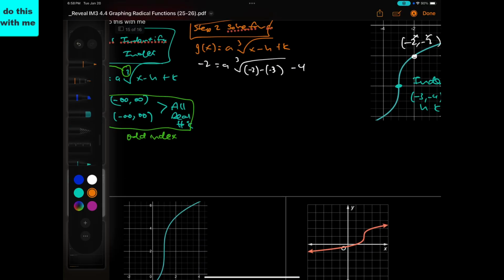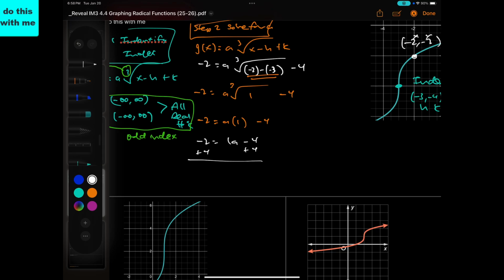Okay, so we left off over here. Let's just solve for A. This will become -2 plus 3, which would just be 1. And the cube root of 1 is just 1. Pay attention here. So then you have 1a minus 4. Just add 4 to both sides. And you'll get a is equal to 2. Okay, so that's what we wanted.